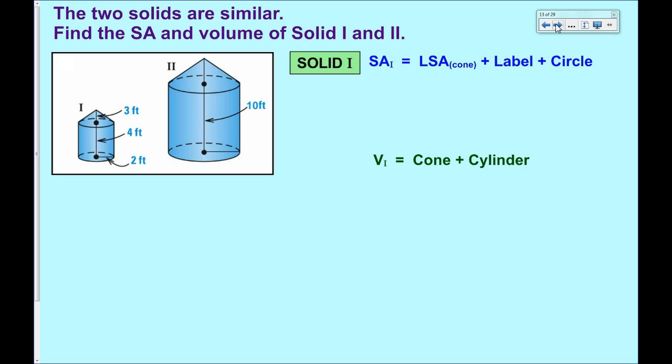Alright, here's my game plan. My game plan is to find the surface area and the volume of solid number 1, and in order to find the volume of solid 1, we have to add together a cone and a cylinder. So I simply have the volume of a cone plus the volume of a cylinder. The surface area is a little bit more complicated. I have the lateral surface area of a cylinder, I have the lateral surface area of a cone, and I have the circular base to deal with. So I have the lateral surface area of a cone, the lateral surface area of a cylinder, and the base of a cylinder as well.